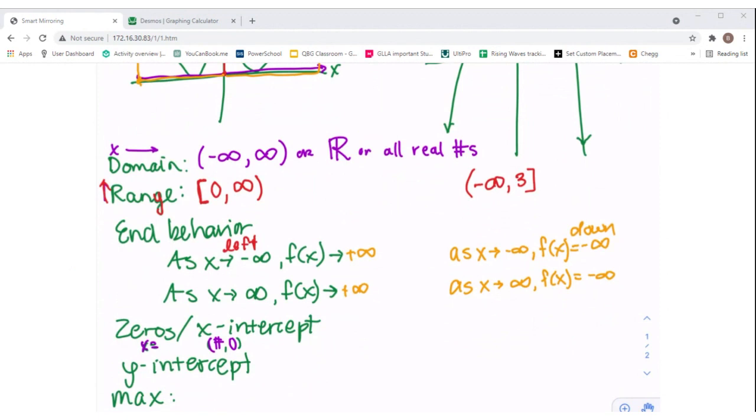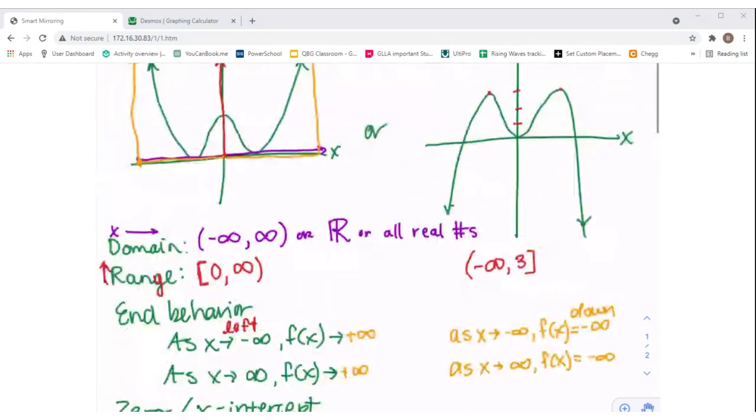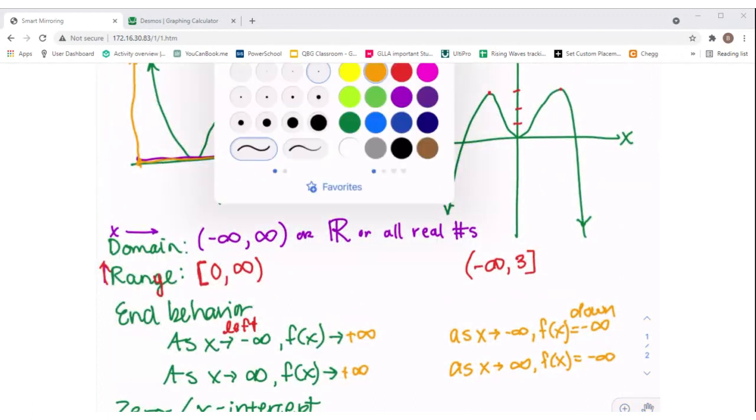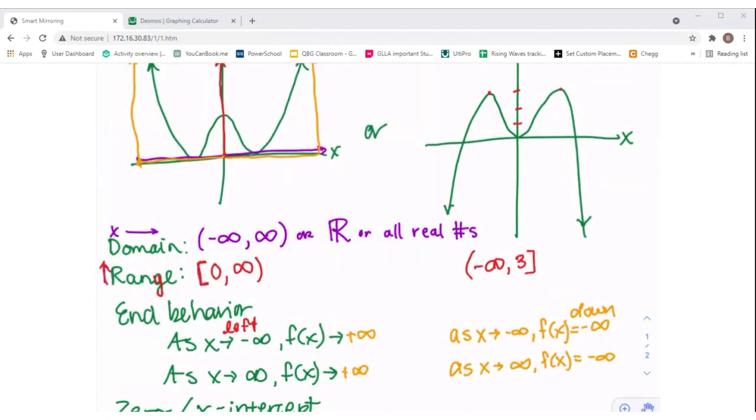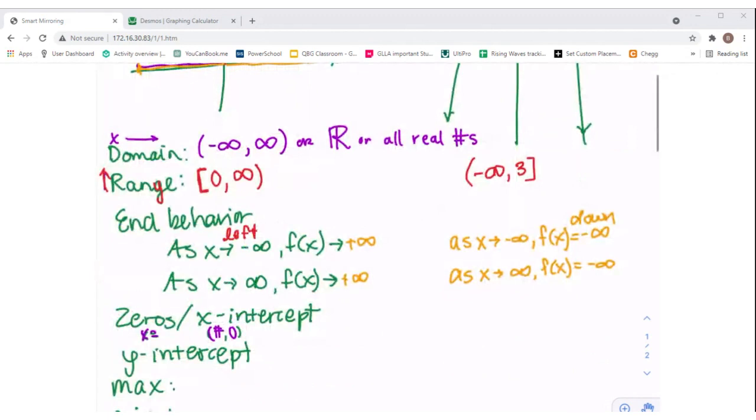Next thing is the zeros. The zeros and intercepts are describing the same thing, but they have a different format. So on this one, let's change the color to yellow. For the zeros, it would be x equals a number.